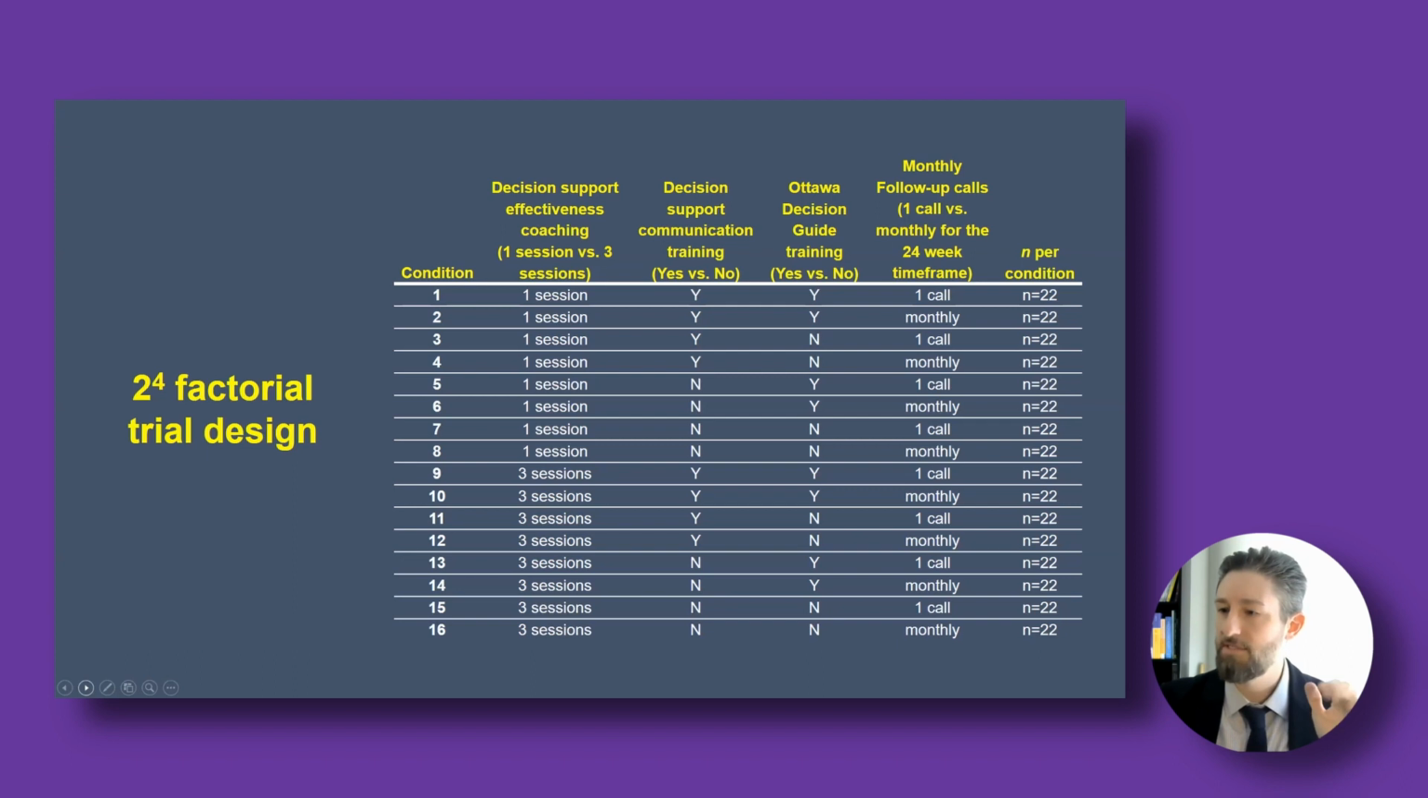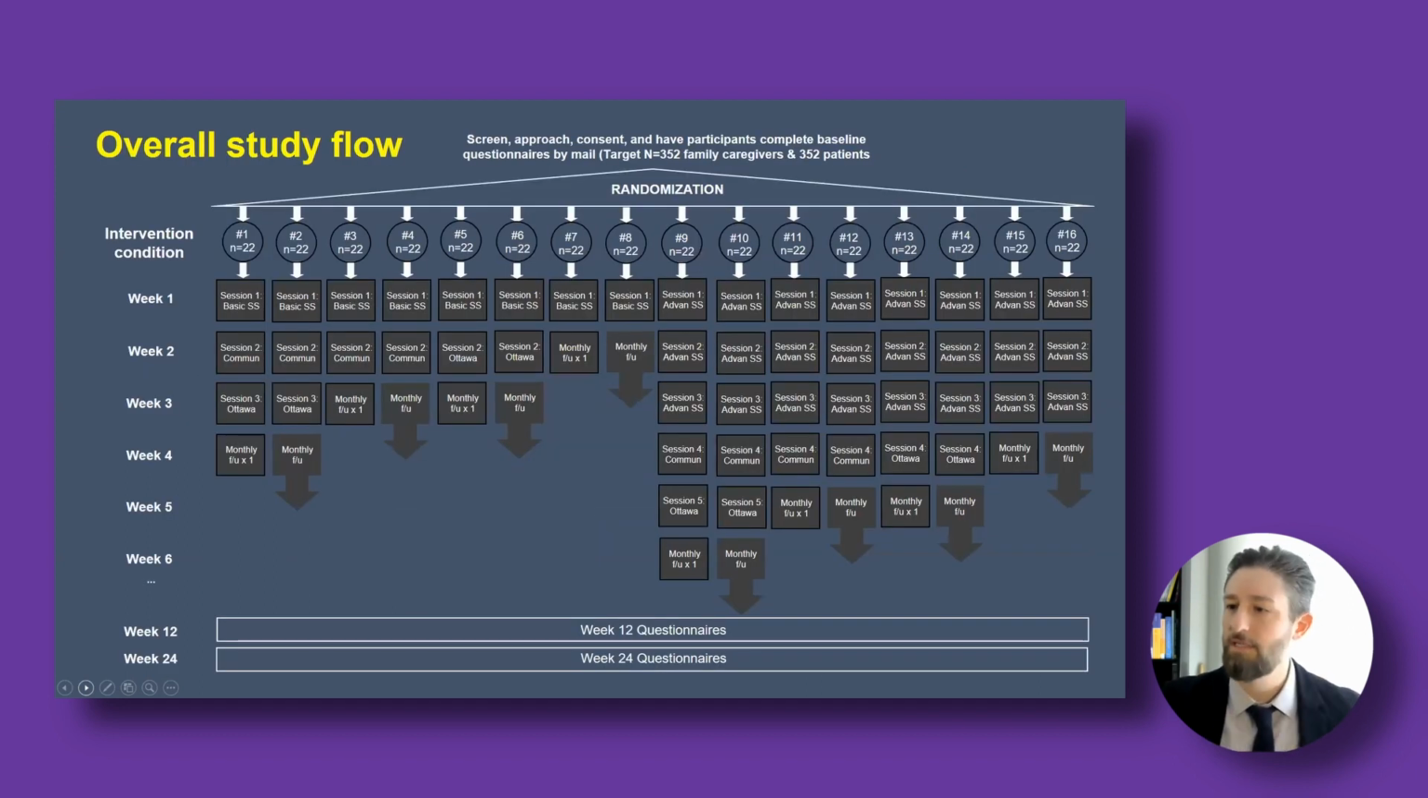This is the breakdown. This is the very typical schema. We are powered to have, our targeted sample is 352 family caregiver and patient dyads at the end of the day. And you can see on the far right there the sample size that we're looking for per condition. Just another way to look at the same thing.